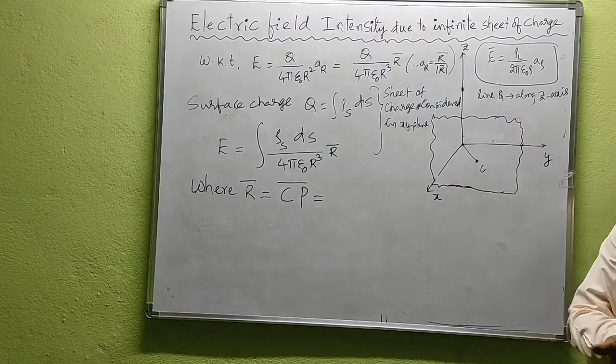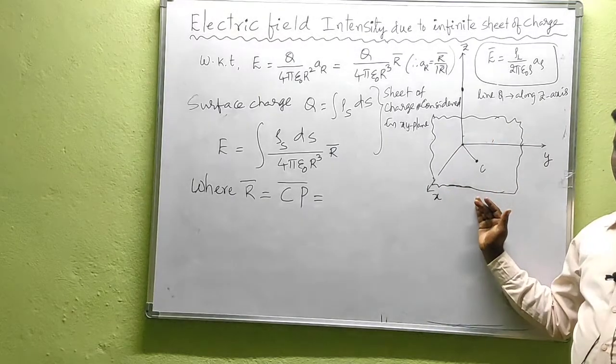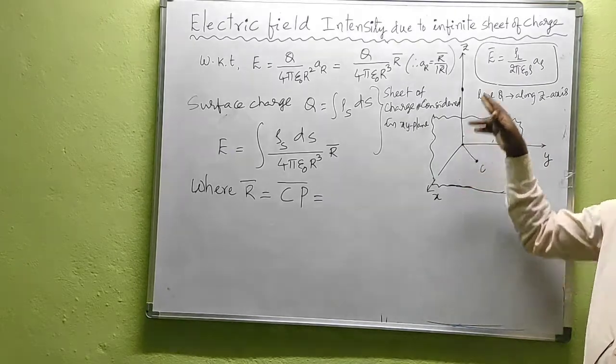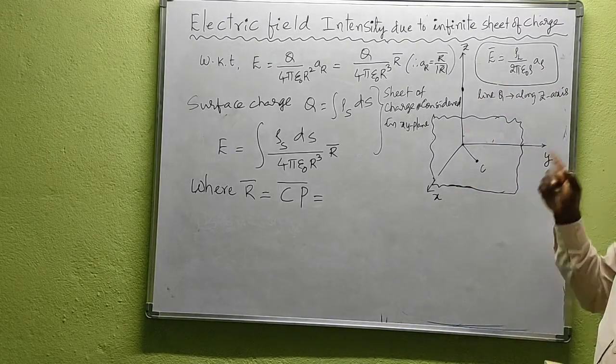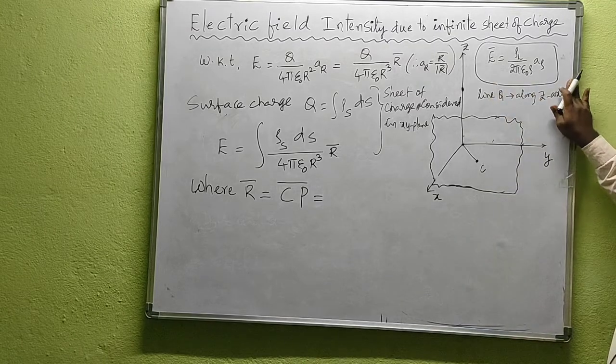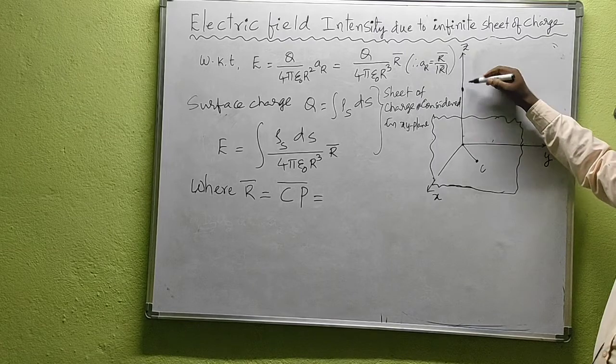Once again I am repeating, the source is in the xy plane, which means the field should be perpendicular to the xy plane. Perpendicular means what? E should be along Az. That means the field point should be on the z axis. So that's why I considered the field point along the z axis.